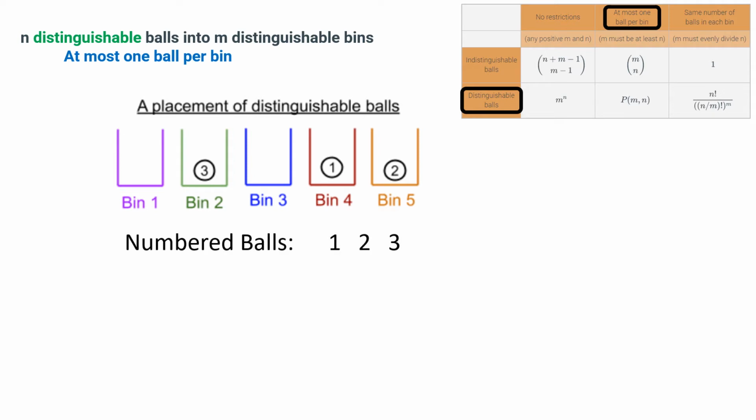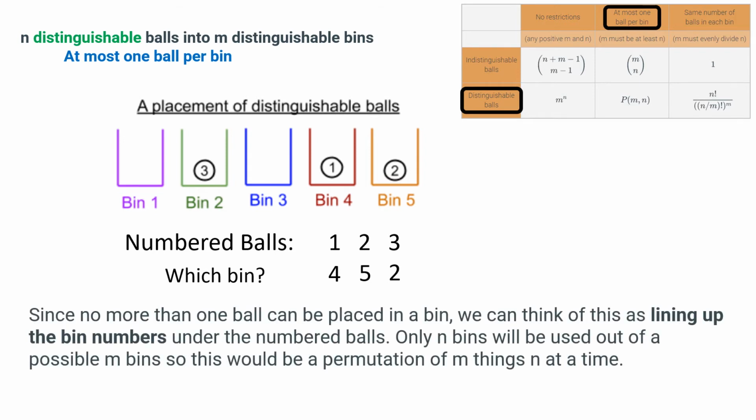Let's think about it this way. We've got the numbered balls, in this case just 3 of them. One is numbered 1, one is 2, one is 3. And we ask ourselves, which bin are we going to put ball 1 in? Which bin are we going to put 2 in? Which bin are we going to put 3 in? We could just write that number underneath. So in this particular picture, I have ball 1 in bin 4, ball 2 in bin 5, and ball 3 in bin 2.